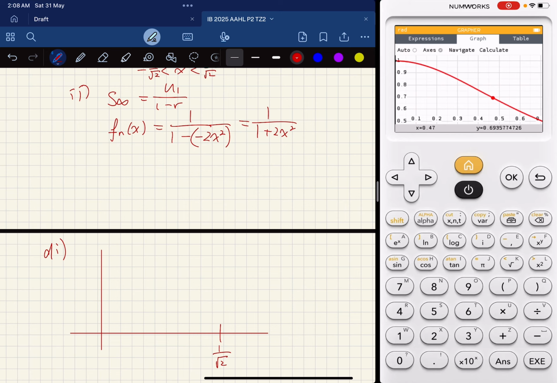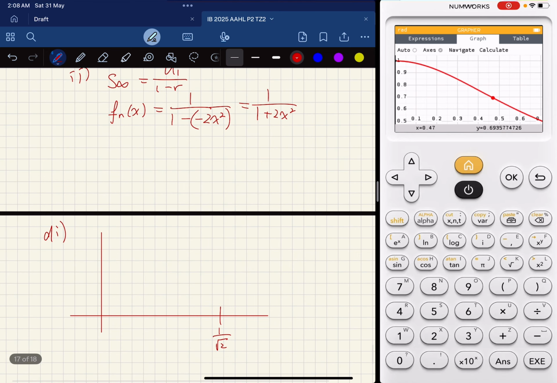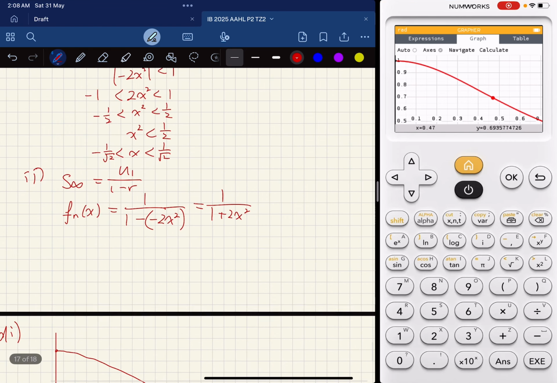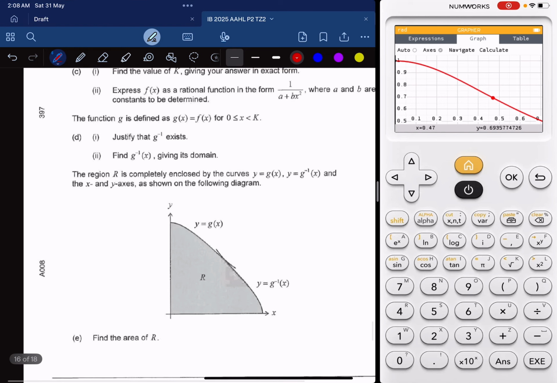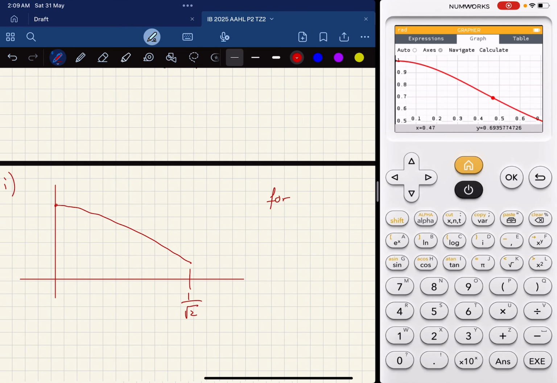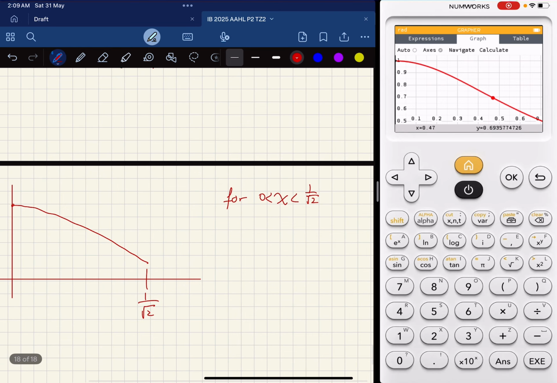So let's see the graph. Okay, so it looks like this. I think you just need to draw it to them. Like this, right? Something like that. So since the question asks you why it exists, right? All you need to tell them is that for x between 0 and 1 over root 2, f(x) is strictly decreasing.